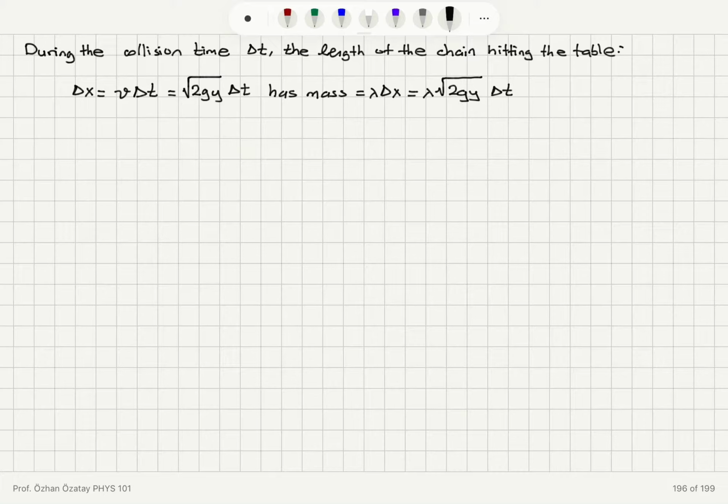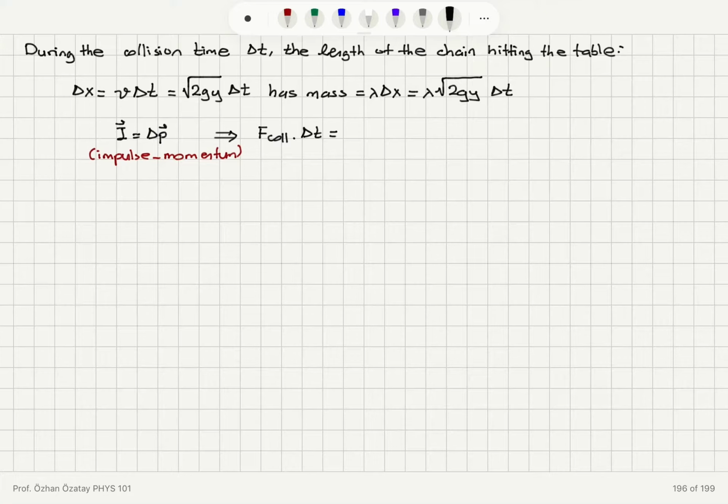Now, during the collision, we have the impulse momentum theorem. Impulse is equal to the change in the linear momentum. So this is our impulse momentum theorem, which basically tells us that the force of collision, F collision, applied over the time interval delta t is equal to the change in the linear momentum, m times delta v.